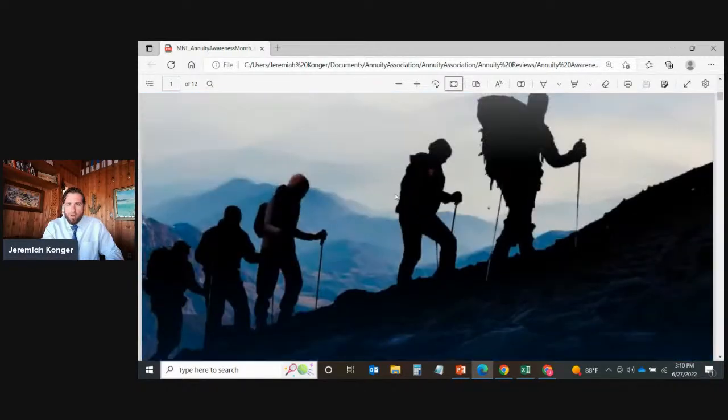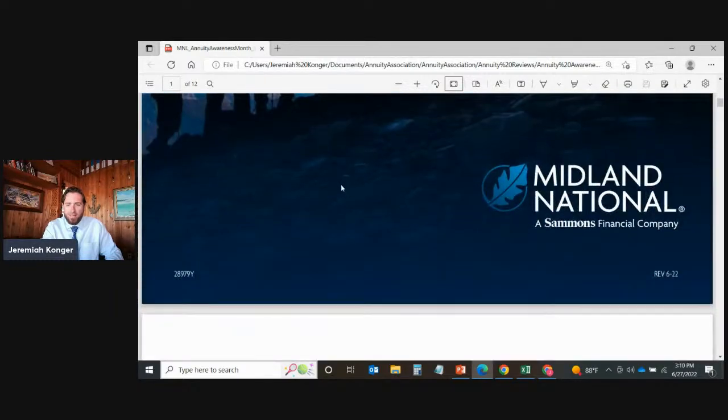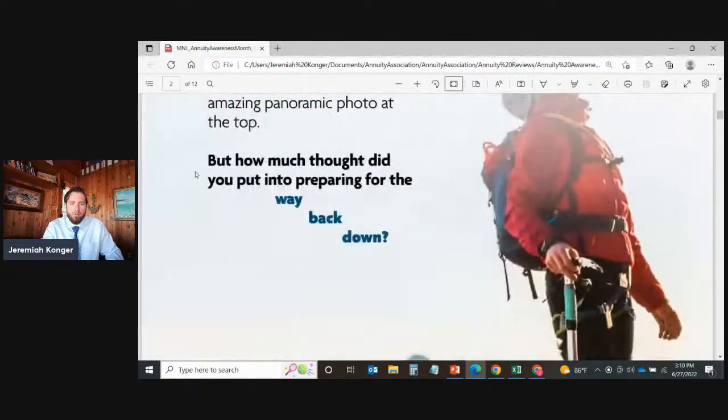So if you're ever wondering why these insurance companies and other financial institutions like to use hiking, that is the reason. Imagine you decided to climb a mountain. How would you prepare? Likely you would be very focused on the strategies for a successful climb and the materials you would need, and maybe how to take that amazing panoramic photo at the top. But how much thought did you put into preparing for the way back down?